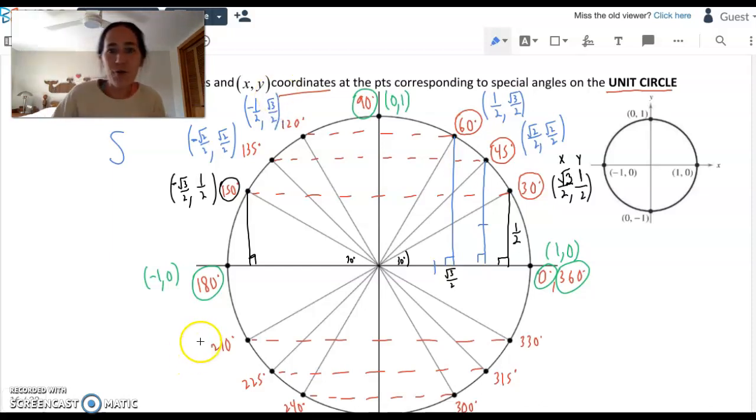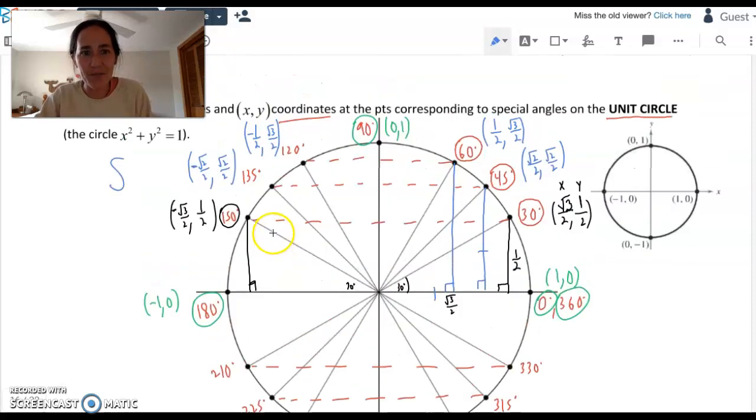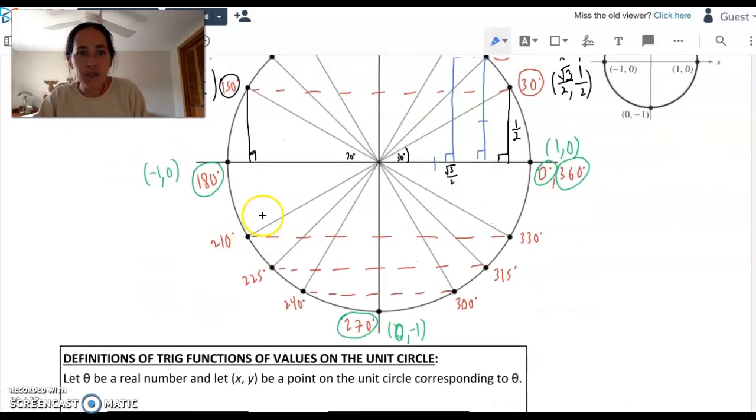We are halfway to filling out all the coordinates around this beautiful, dazzling unit circle. Let's keep going, right? You can relate, I'm up to 210. 210 also has a reference angle of 30 degrees.